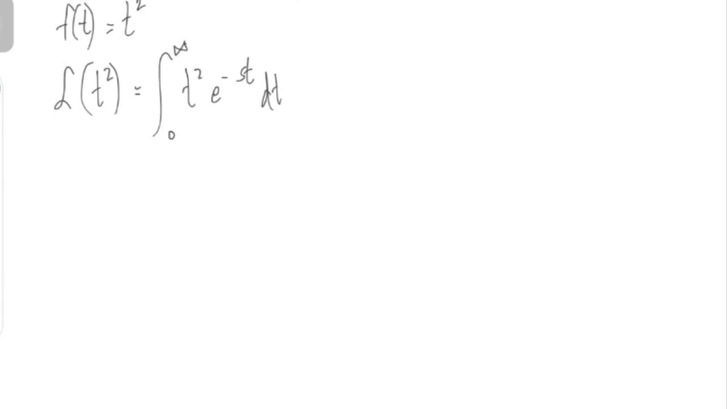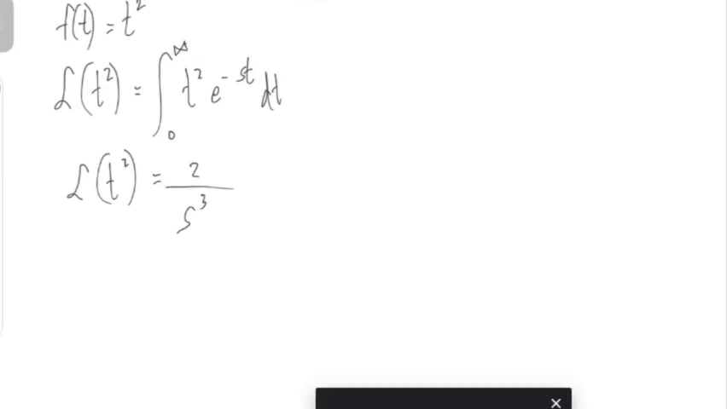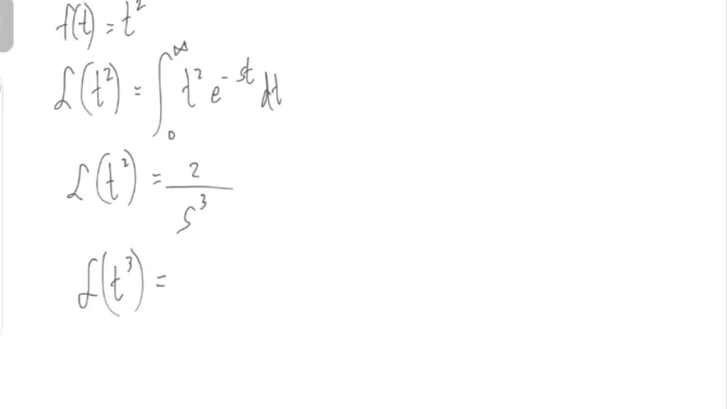Ganito ang kalalabasan niyan. If you're going to apply integration by parts twice, you will find out that the Laplace transform of t squared is equal to 2 divided by s cubed. Then, if we're going to continue, the Laplace transform of t cubed, ilan? 6 divided by s to the fourth.